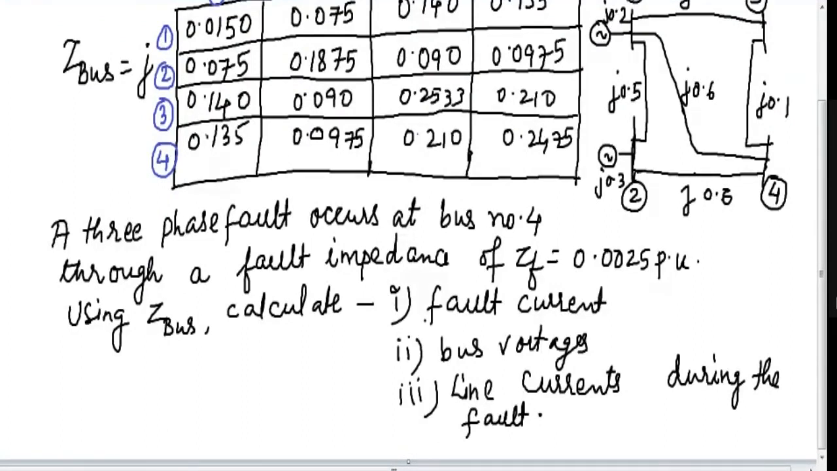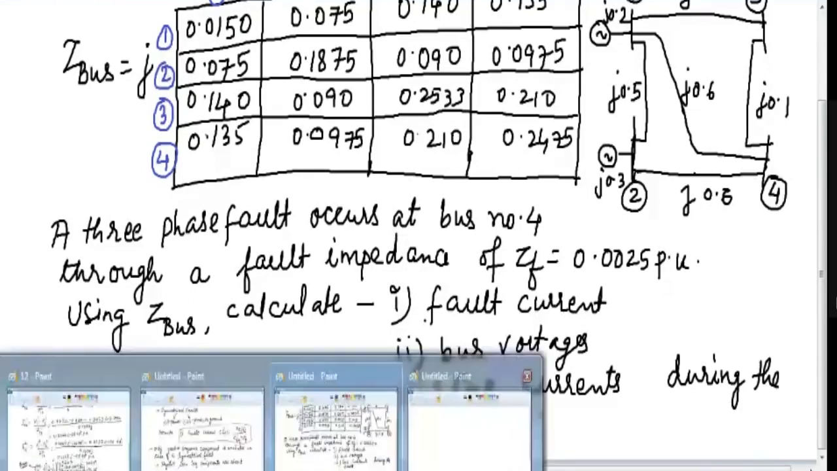Okay, so let us start with the solution. First we will start with the first part. What they have asked is the fault current. So we know the formula for the fault current. What is the formula for the fault current? I will write here the formula once again.